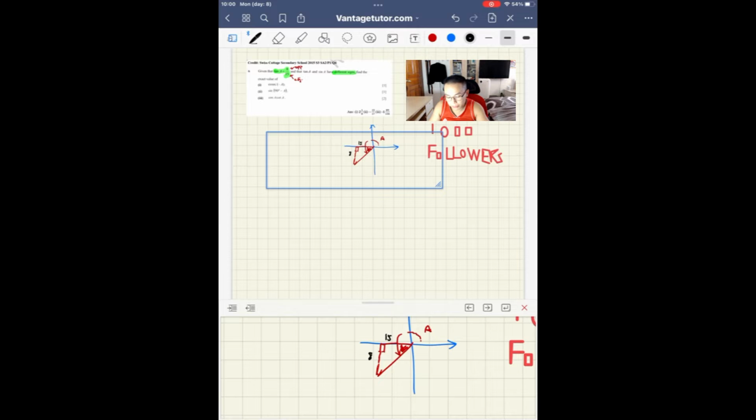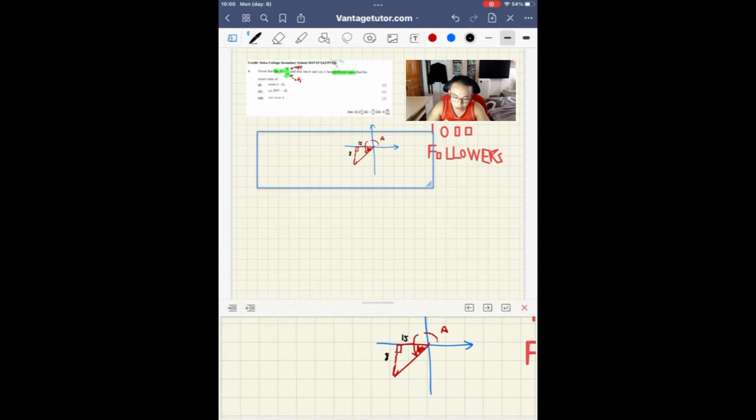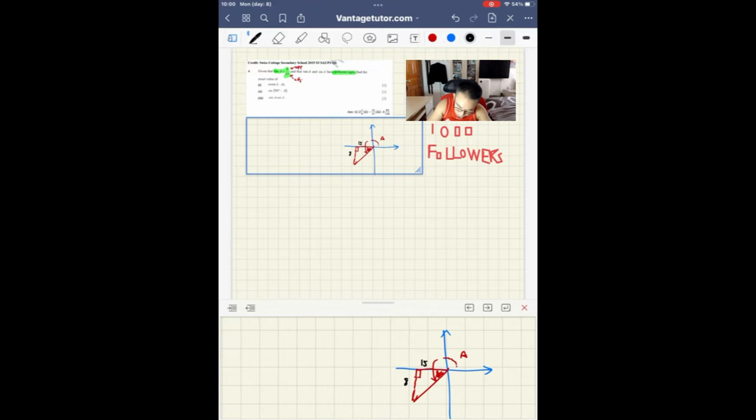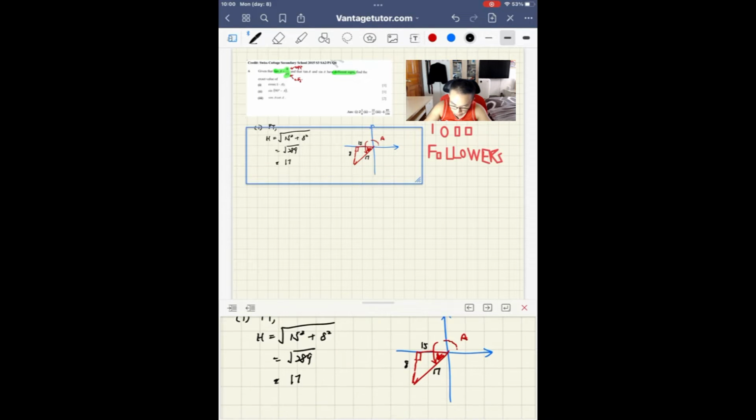Now just based on looking at this right angle triangle, I can tell that I can find my hypotenuse, which I probably need at some point in the question anyway. So even without reading the question, I can look for the hypotenuse first. By Pythagoras theorem, hypotenuse equals the square root of 15 squared plus 8 squared, which is the square root of 289, equals 17. So I can put in my value 17. From here, I can solve my question.